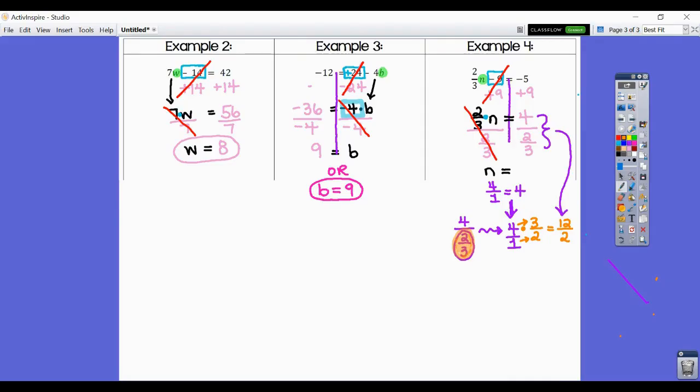From here, you always, always, always want to simplify. When I simplify 12 over 2, it becomes a positive 6. And that's exactly what is going to be on my right side of the equation.